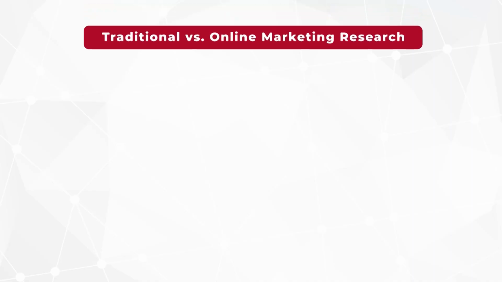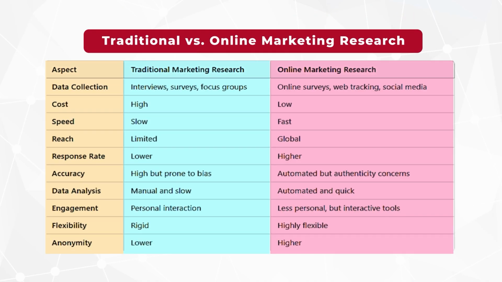Now, there are various parameters on which you can compare traditional and online marketing research. Likewise, so far as data collection is concerned, in traditional marketing research, as we already said, interviews, surveys, and focus groups were common techniques. But in online marketing research, you can replace the traditional components with online surveys, web tracking, and social media components.